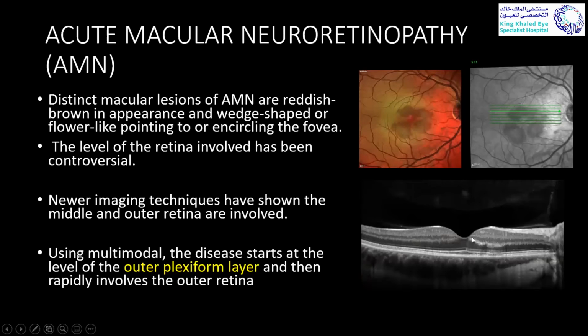This is in the hyperacute stage. After that, this hyperreflectivity will move down to affect the outer retinal layer. And clinically, or in multicolor imaging, you will find these reddish brown lesions that have a wedge shape pointed toward the fovea.